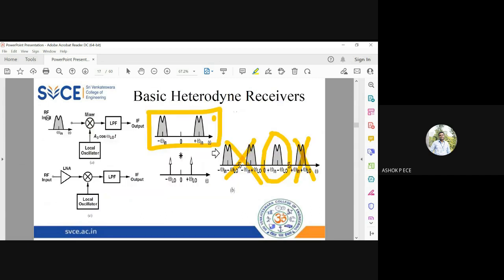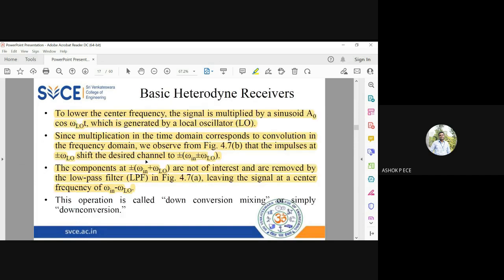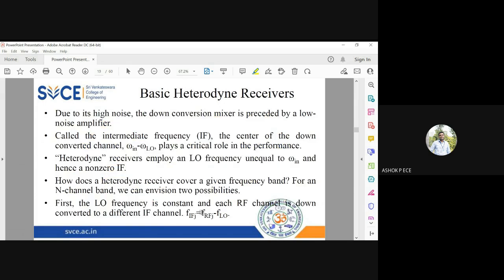See, omega in is RF. RF is a high frequency, and omega LO is a low frequency. So when the frequency gets subtracted, the frequency is decreasing. So it is called down conversion. I am mixing by down converting the frequency. The frequency is shifted from high frequency to low frequency. So this process is called down conversion.